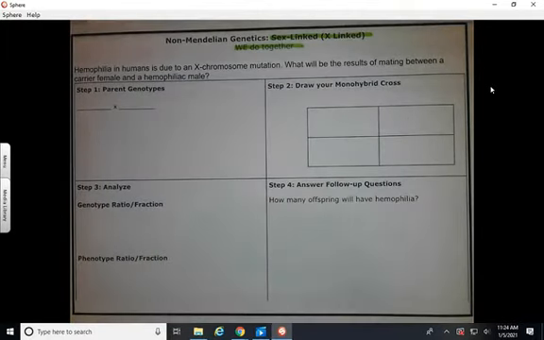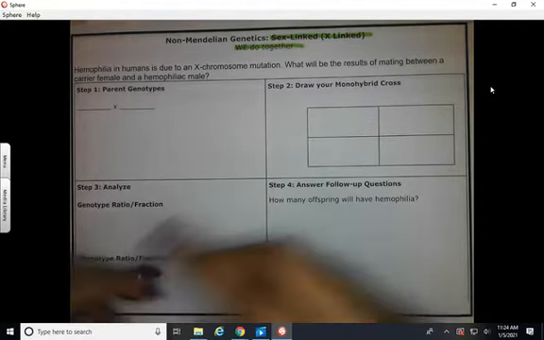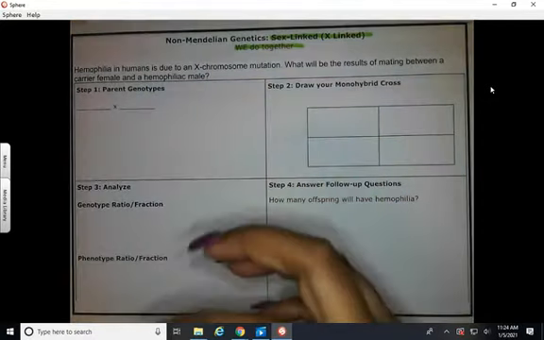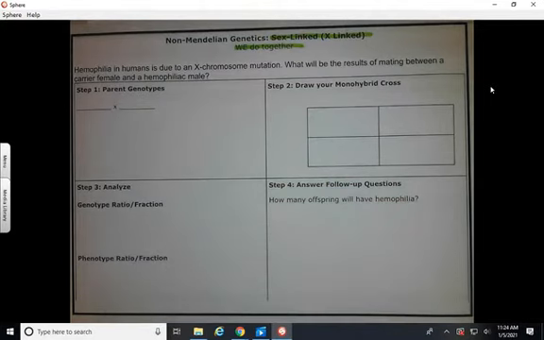So hemophilia, and if you remember, hemophilia is a disease where people aren't able to clot their blood properly. So if you get a small cut, it could actually cause you to bleed out and die. Generally, it's not just a simple small cut, but things that aren't as major. Okay, so hemophilia in humans is due to an X chromosome mutation. What will be the results of mating a carrier female and a hemophiliac male?